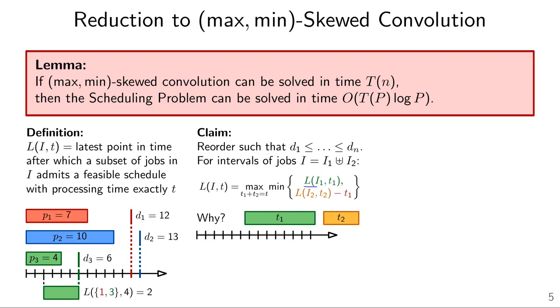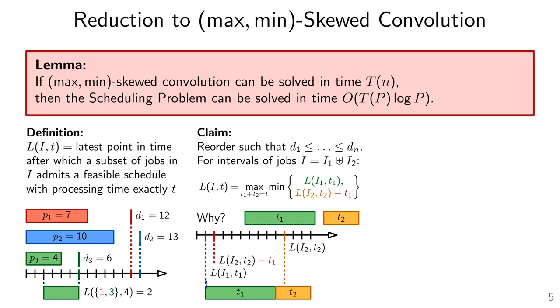Either the left-hand side, the top side, the minimum is smaller, so the jobs in the first part have to be scheduled very early. If that happens, then the best thing we can do is schedule the jobs from the first part, followed by those from the second part. Of course, we have to start at this point, L of I1 and T1, because if we were to start any later, then we would violate the constraint that we can schedule jobs from the first part.